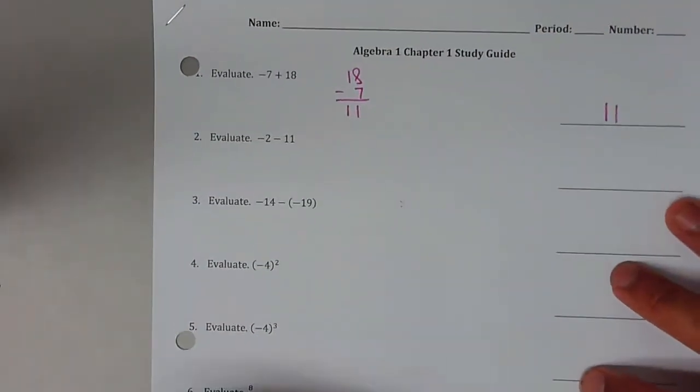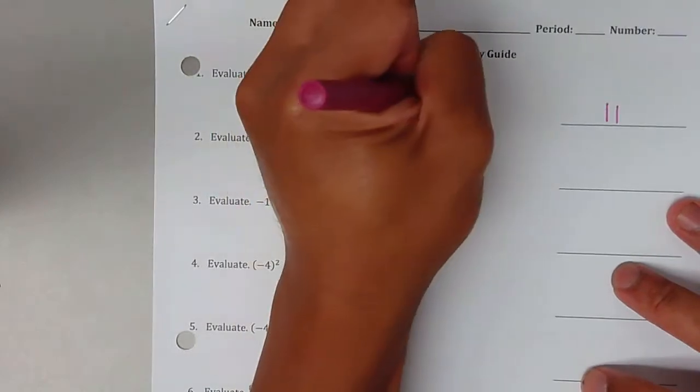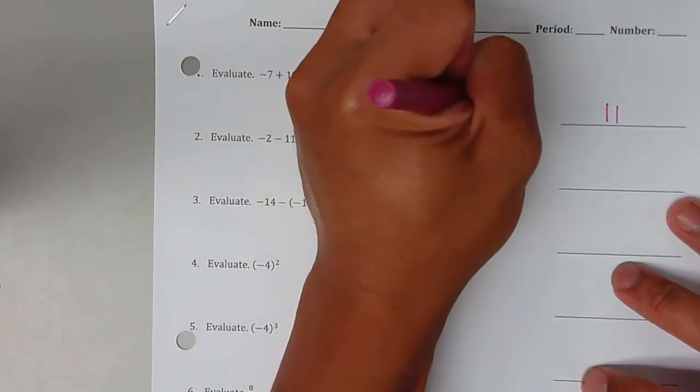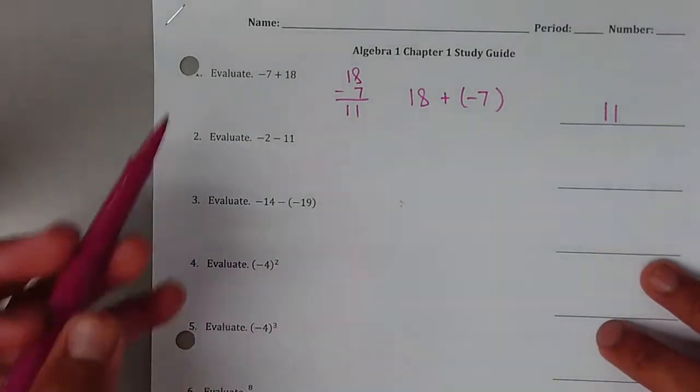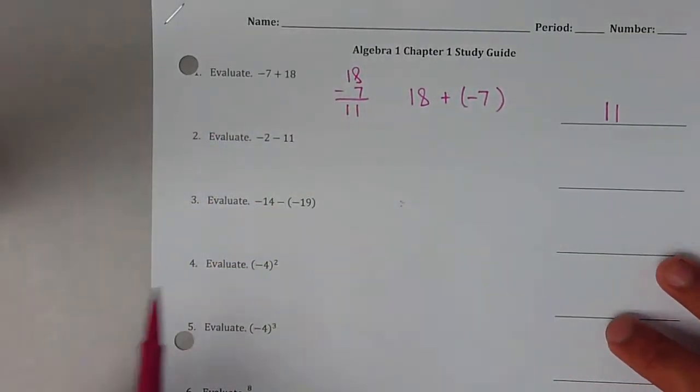Another way to think about this is 18 plus a negative 7, or 18 minus 7, which is literally what we just did there.